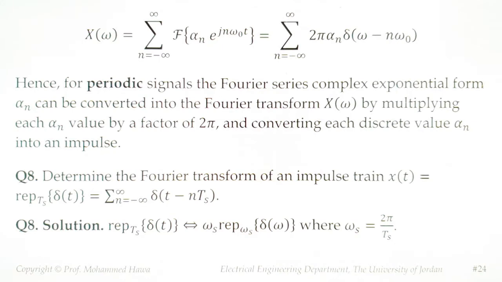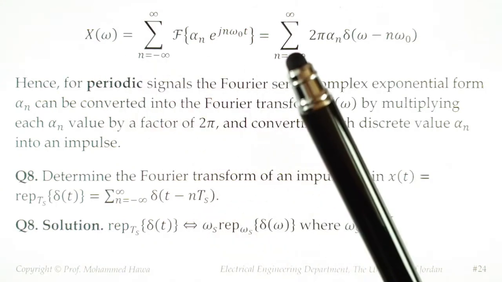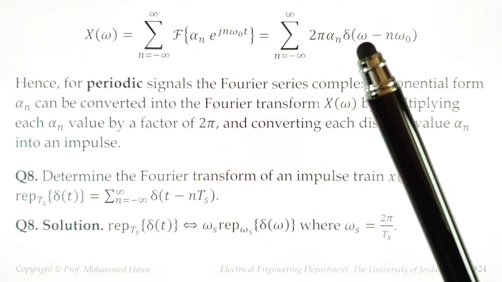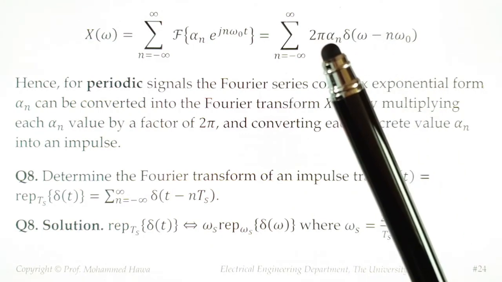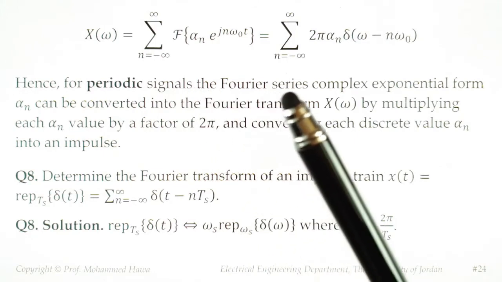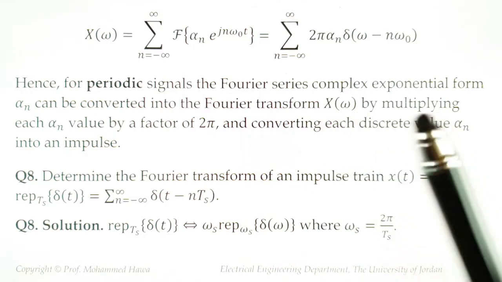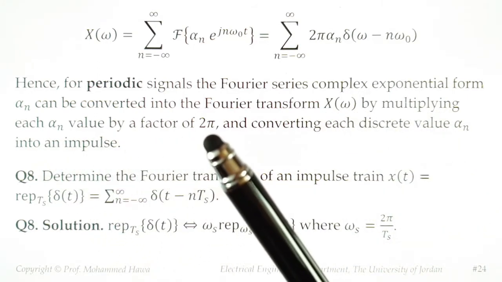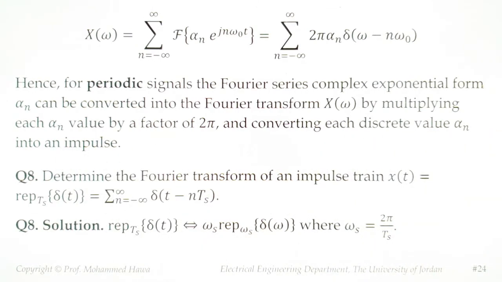What did I prove? I proved that the Fourier transform x of omega of any periodic signal is the infinite sum of impulses, where the area of each impulse located at frequency n omega naught is actually 2 pi alpha n, where alpha n comes from Fourier series complex exponential form. Thus, for periodic signals, the Fourier series complex exponential form alpha n can be converted into the Fourier transform x of omega by multiplying each alpha n value by a factor of 2 pi and converting each discrete value alpha n into an impulse. This is a very useful and interesting result.